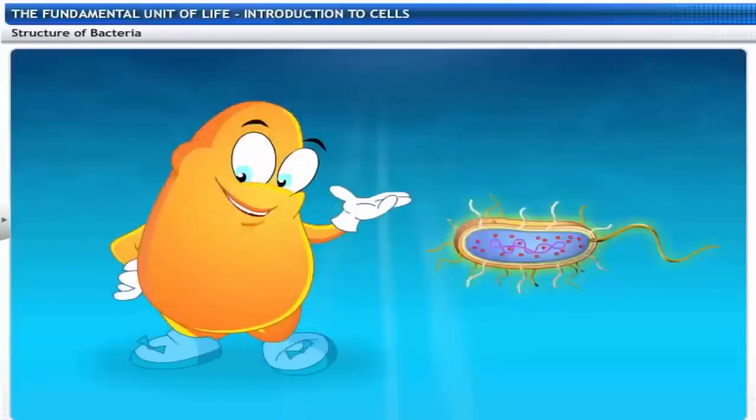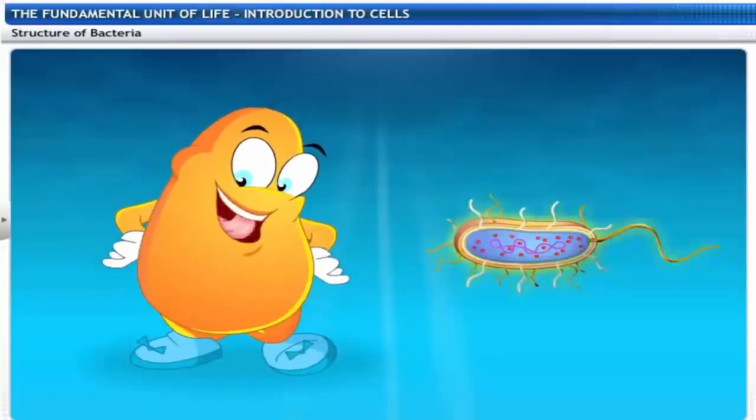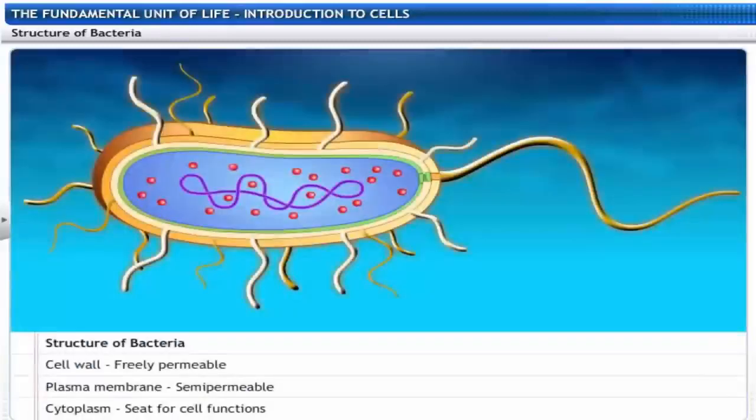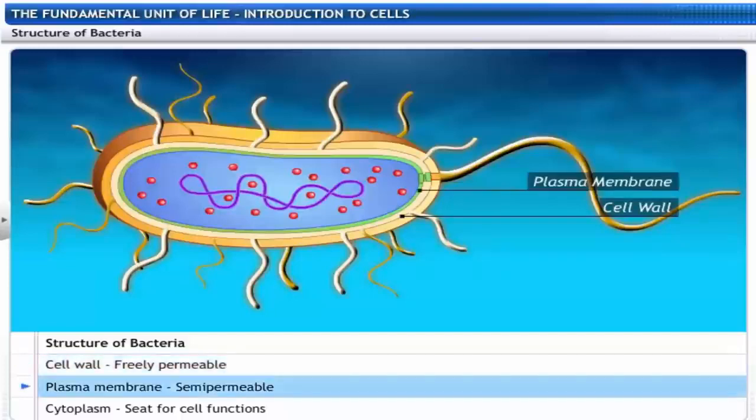Hey, here's a bacteria that is actually a prokaryote. Let's take a closer look at it. The cell wall is a non-living layer composed of polysaccharides and proteins. The plasma membrane is a living membrane made of lipids. It is selectively permeable. Hence, it transports ions, nutrients, and wastes across the membrane.